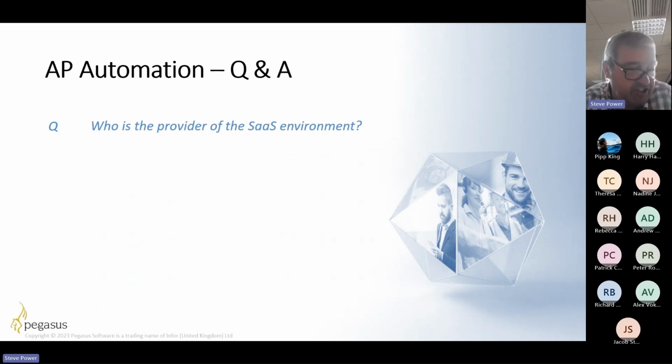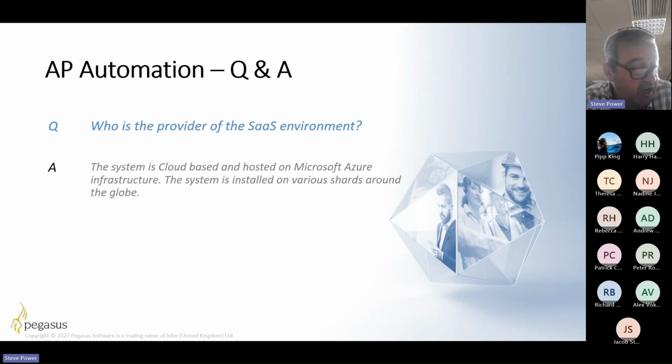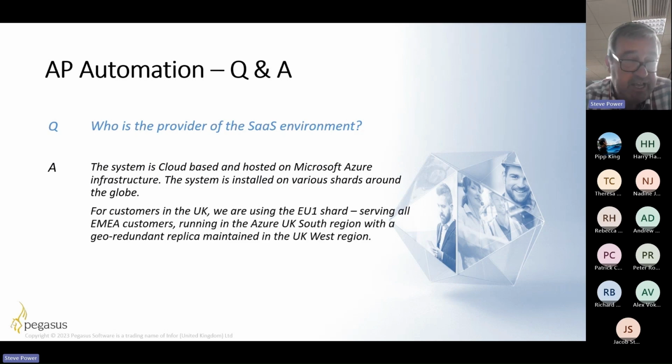Well, it's a cloud-based system hosted on Microsoft Azure infrastructure. The system is installed in various shards around the globe. For customers in the UK, we're using the EU1 shard, serving the EMA customers running across from the Azure UK South region, and it has a geo-redundant replica maintained in the UK West region. The important message here is that the customer data remains in the UK. I know that some customers want the assurance their data is not going to leave the UK. We're using Azure from 2 data centers based in the UK itself.